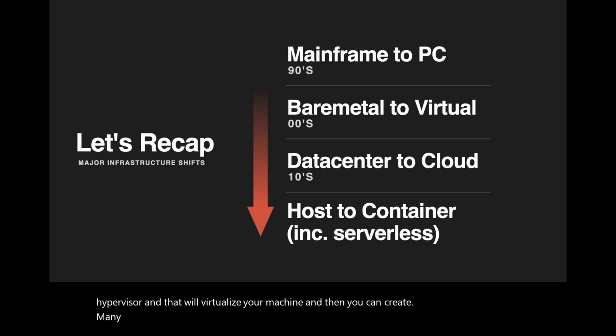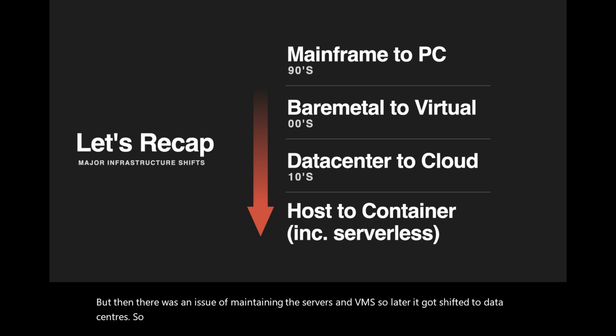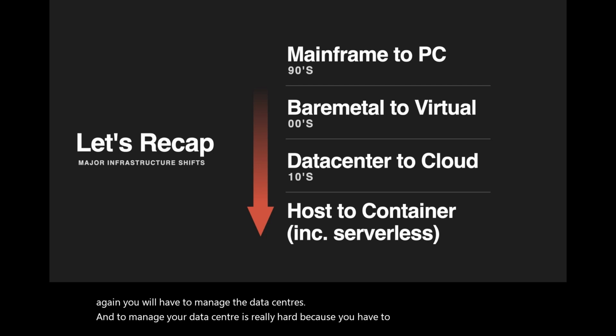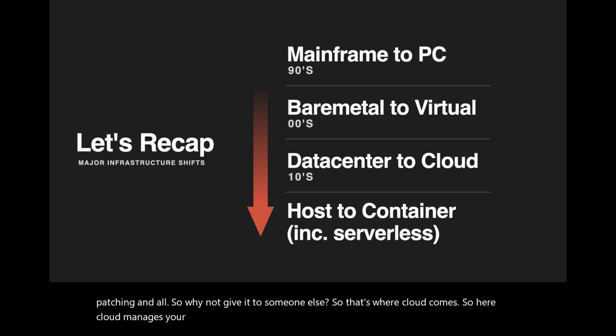But then there was an issue of maintaining the servers and VMs. So later it shifted to data centers. A company can have a big data center to manage that infrastructure, but then again you have to manage the data center, and that is really hard because you have to consider security and patching and all. So why not give it to someone else? That's where the cloud comes in. The cloud manages the infrastructure. You just rent the resources from the cloud, build your application and focus on your business logic.